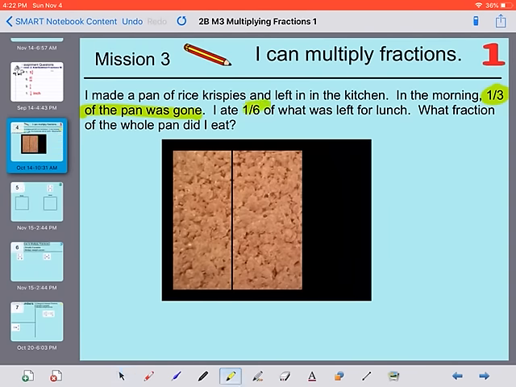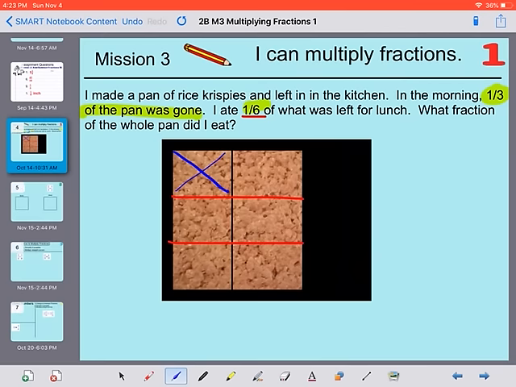Then I ate 1/6 of what was left for lunch. What fraction of the whole pan did I eat? So of what was left, 1/6 of it was eaten. Well, we only have 2 pieces and we need 6 pieces. So I'm going to divide this into 6 pieces total. So 1 of the 6 was eaten for lunch.